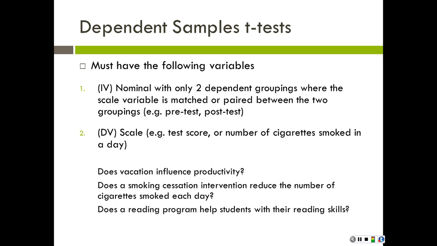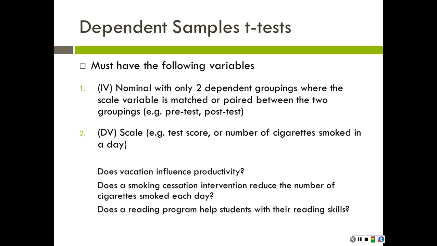So we're still asking these same kinds of questions, but these dependent samples t-tests let us answer intervention types of questions, like, does vacation influence productivity? That's the example your book gave: how productive are people before they go on vacation and how productive are they after? So we're comparing the means of their productivity before and after. We can also answer questions like, does a smoking cessation intervention reduce the number of cigarettes that people smoke each day? Or does a reading program help students with their reading skills? So we can actually answer some of those types of things.